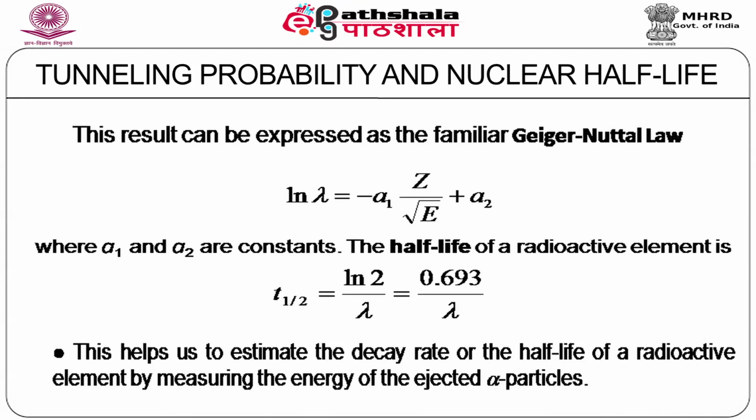Now this helps us to estimate the decay rate or the half-life of a radioactive element by measuring the energy of the ejected alpha particles. So what you do is measure the energy of the ejected alpha particle, which is E. From this formula, you can get lambda, and by using this value of lambda, you can find out the half-life. Okay, so that was the main problem: how can we estimate the half-life of the radioactive nucleus by measuring the energy of the ejected alpha particle? That's how this is done.